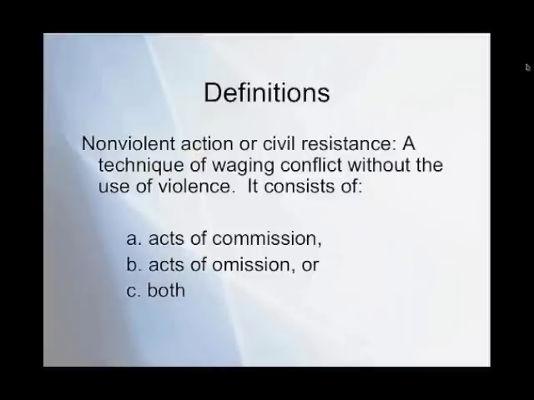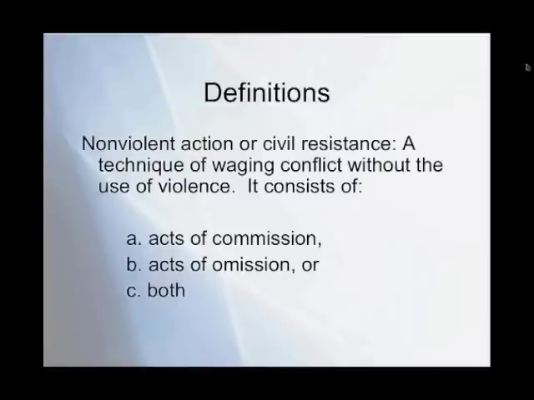This is when groups do not do things that they're supposed to do, expected to do, or required by law to do. So, for example, a movement may refuse to pay their rent. People may refuse to pay taxes. A movement may choose to boycott a certain product. They may choose not to work in a strike, or they may choose to work slowly. They may choose not to attend school or various government programs. These are all acts of omission, people choosing to not do things that they're expected or required to do.